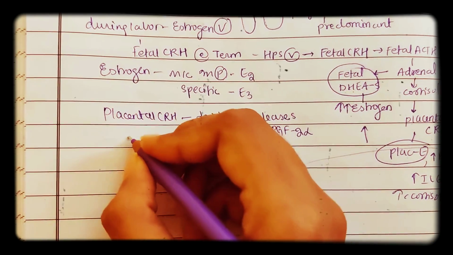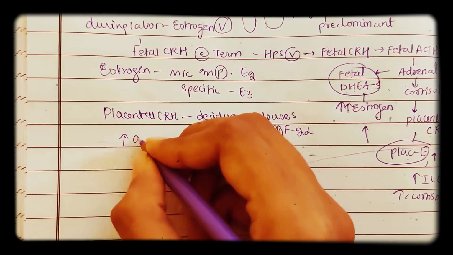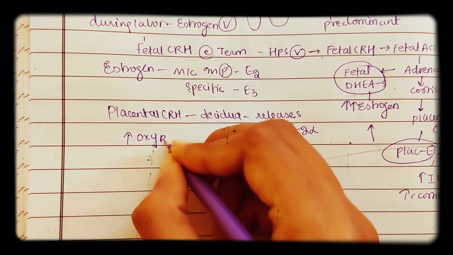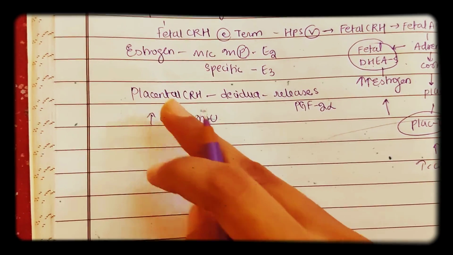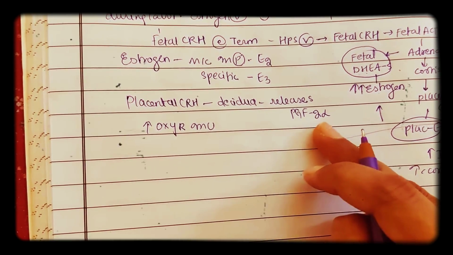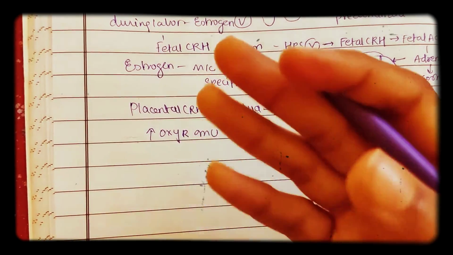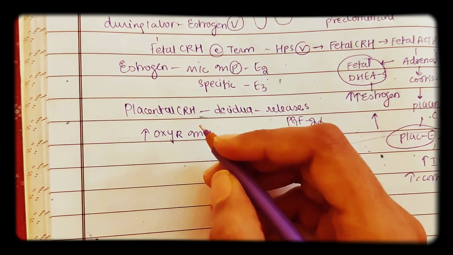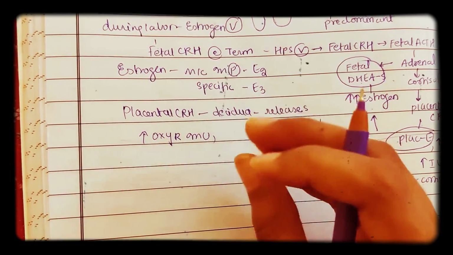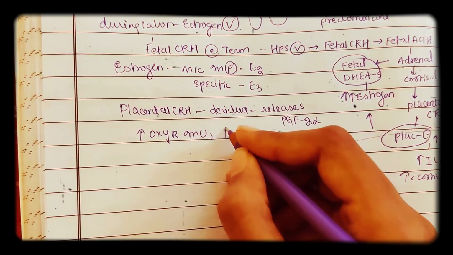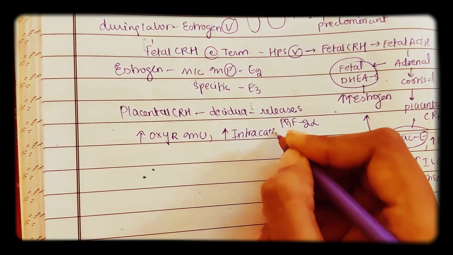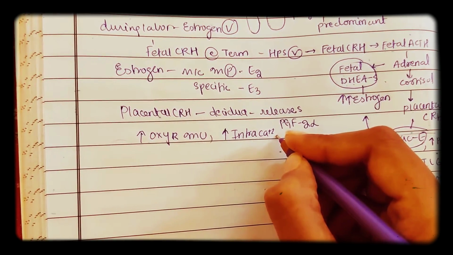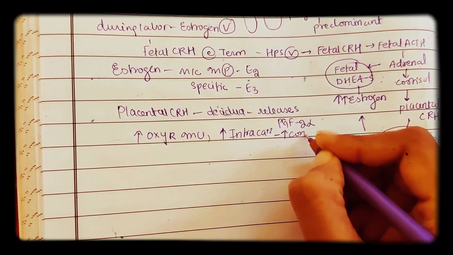There is also an increase in oxytocin receptors in the uterus because of this placental CRH. So placental CRH is releasing prostaglandin F2 alpha and increasing the number of oxytocin receptors in the uterus. Oxytocin leads to contractions in the uterus, right? And also an increase in intracellular calcium. Calcium also leads to contractions, right? Hence, more contractions.